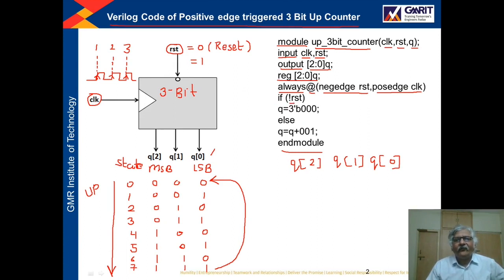So first is if (!RST). The meaning of this is if RST is equal to 0, right? So if this condition is true, then 0 0 0 will be assigned to Q. See, here I have written 3'b. The meaning of 3'b is we are talking about bits, and in total there are 3 bits.